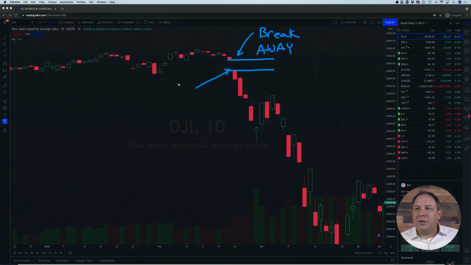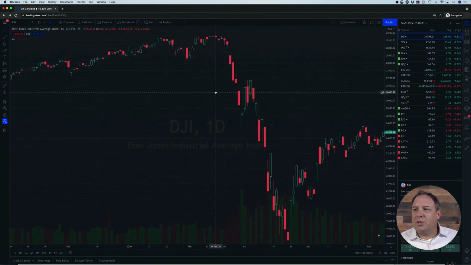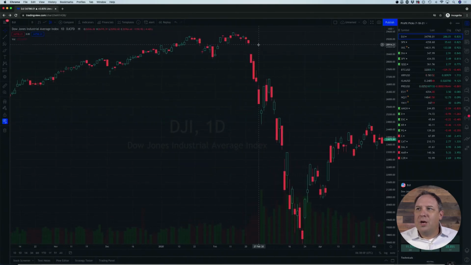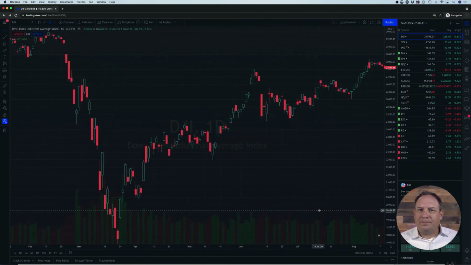Okay, let's see where this trade went. Let's zoom out just a little bit here. Obviously, at this particular time, it was huge, because the Dow Jones Industrial Average sold off from 29,000 to only about 18,000. Yeah, it was only 10,000 points. Not a big deal. 30% in a week and a half. Not a big deal at all. All right, let's move forward here.